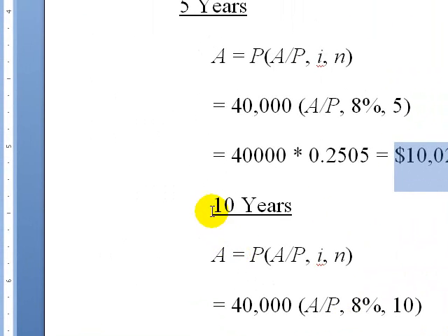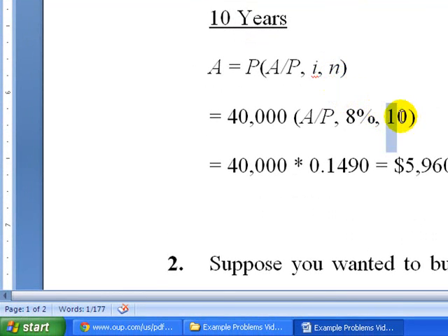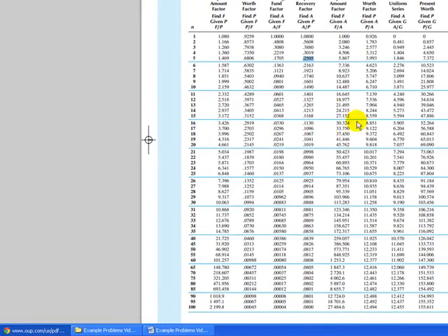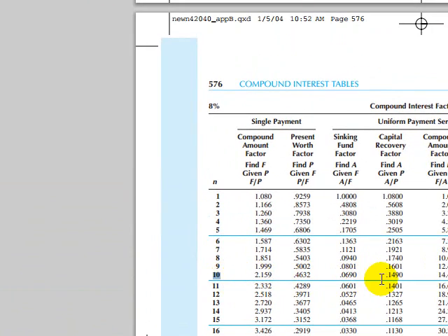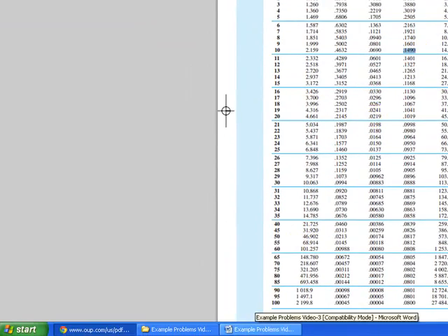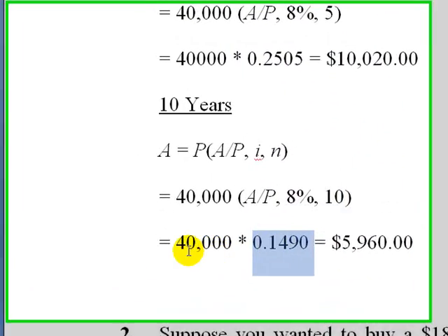Now let's see what happens if she goes for the 10-year plan. The formula remains the same, except the value of n is going to change from 5 to 10 years. Then we again go back to the 8% interest rate table. This is the same table. Then we look at n equal to 10, and we find the A given P factor, or capital recovery factor, is 0.1490. So we put that value there and we do the multiplication.